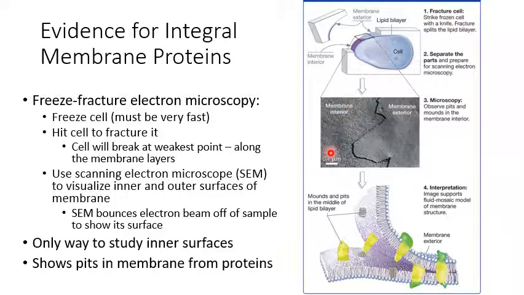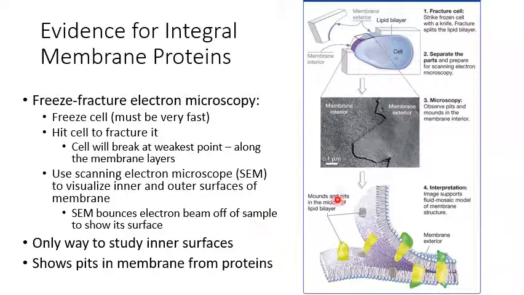So all those pits and mounds are actually the proteins. If you have a mound there, that's a protein that was sticking through the membrane and it's still there. If you have a pit, that is a space that has been left behind by a protein that was pulled out of the membrane because it left with the top layer of the membrane.